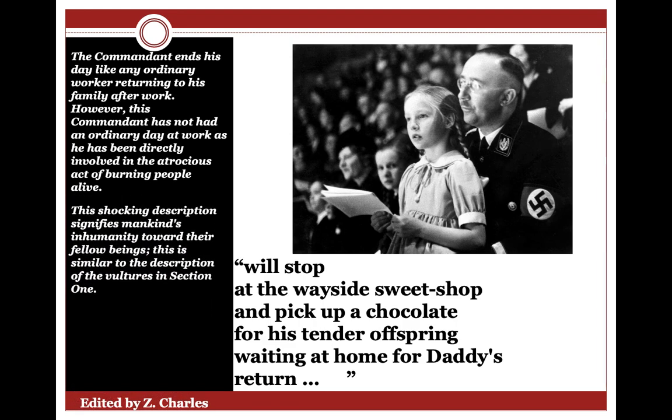This shocking description signifies mankind's inhumanity towards their fellow human beings. This is similar to the description of the vultures in section 1. But remember, vultures act on animal instinct. So ask yourself, why do humans commit evil deeds? If it's the animal's nature to be a vulture, to feed on dead corpses and dead animals and sick animals and all of those things, it's in their nature. But why do humans, who know right from wrong, commit evil deeds? So think about that.